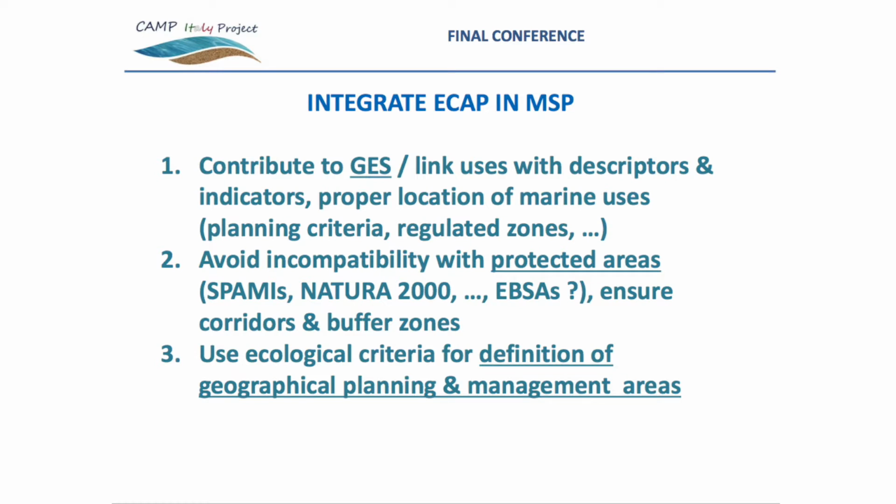On the other hand, we cannot have protected areas in the marine space without marine spatial planning. We can have partial protection of the area itself, but if we do not think about corridors and buffer zones and about how to regulate the marine uses around the protected area, we will not have proper protection in the long run. So, avoiding incompatibility with the protected areas, starting with SPAMIs and Natura 2000, which are areas with commitments of the countries, but also taking into consideration other areas of vulnerability, like, for instance, the EBSAs.